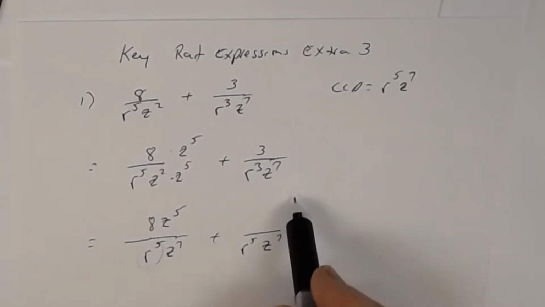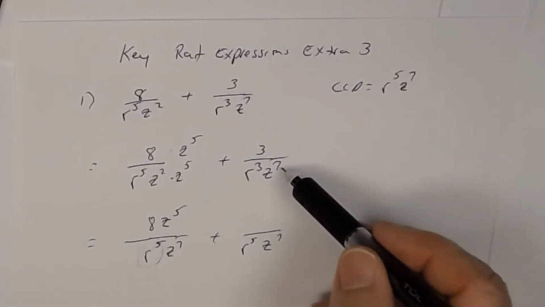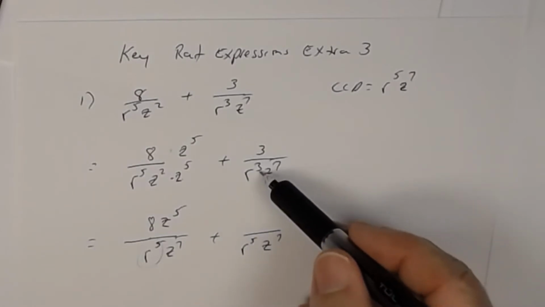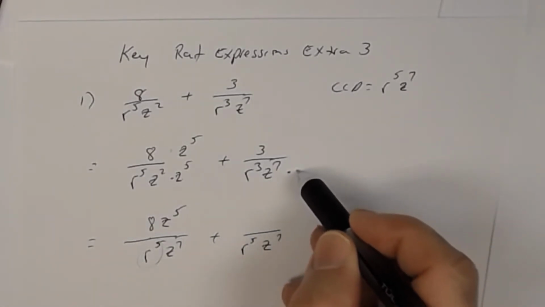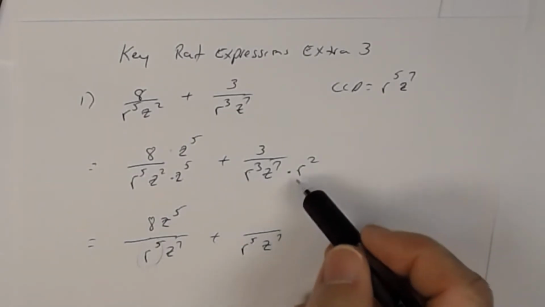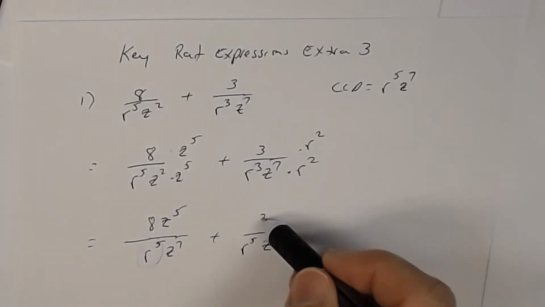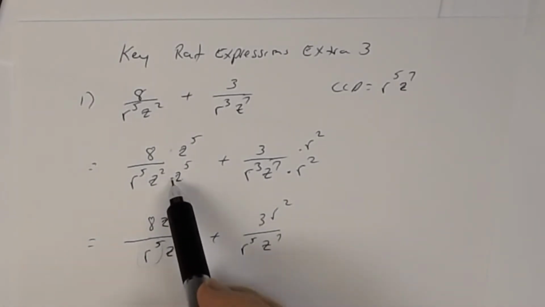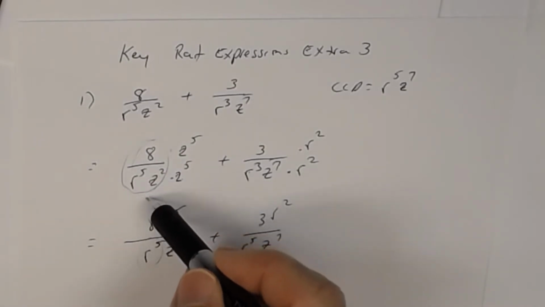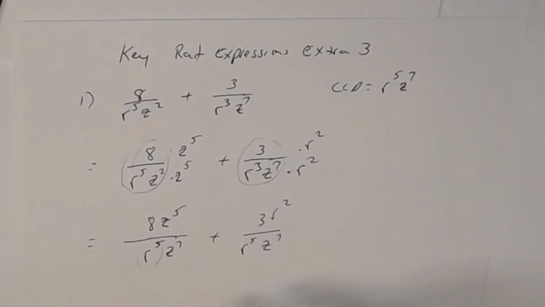Then you do the same thing here. Notice that I want 7 factors of z, which I already have. I want 5 factors of r, but I only have 3 of them, so I've got to multiply this by another 2 factors of r. r cubed times r squared is r to the 5th. But what I do to the denominator, I do to the numerator. So this becomes 3r squared. Now notice I wrote equivalent fractions. This rational expression is equivalent to this one, and this rational expression is equivalent to this one.